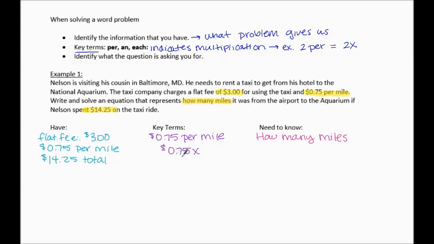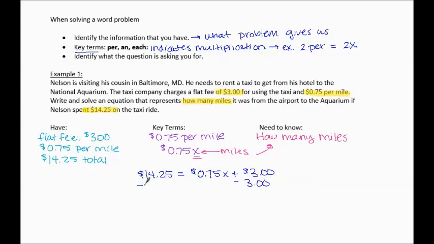Well, notice here I wrote 0.75 per mile, okay? So my x represents miles, and that's what I need to know. So solving for x will get me what I need to know. So now I'm going to set up my equation. So I know that he spent $14.25 total. So that's equal to the 75 cents per mile plus the $3 flat rate that he has to pay. Now I need to solve for x.